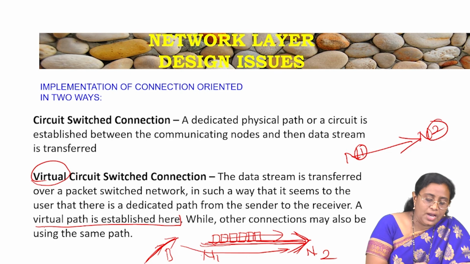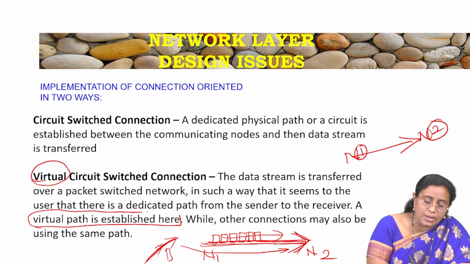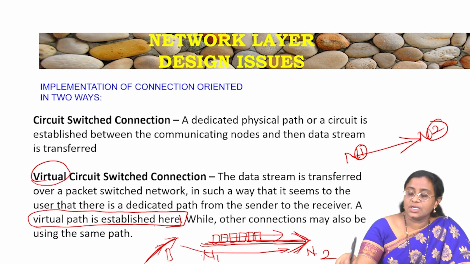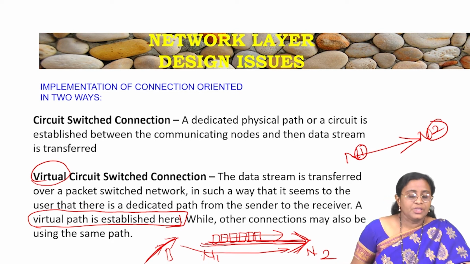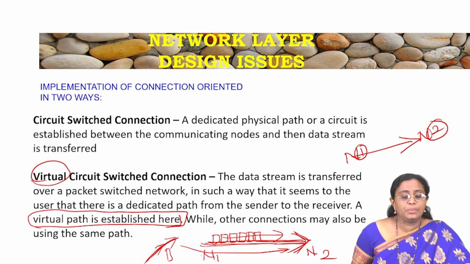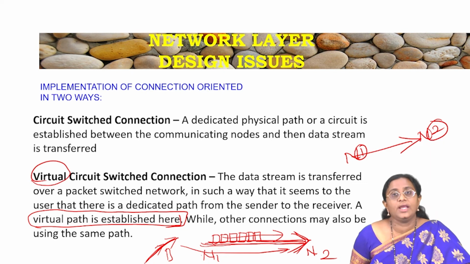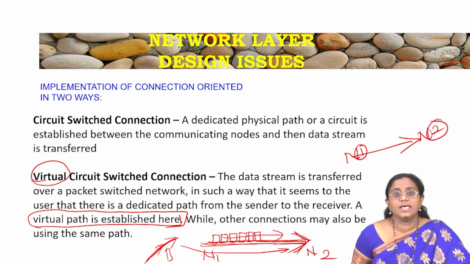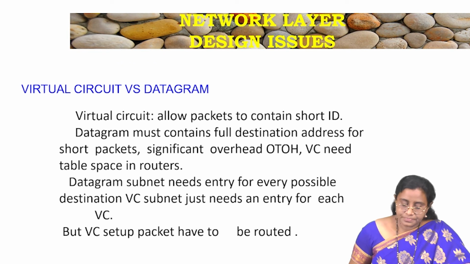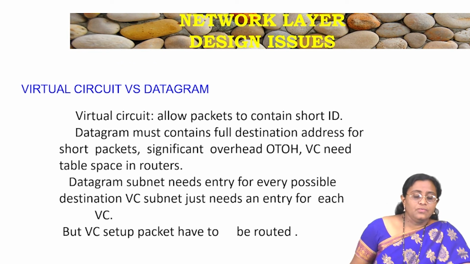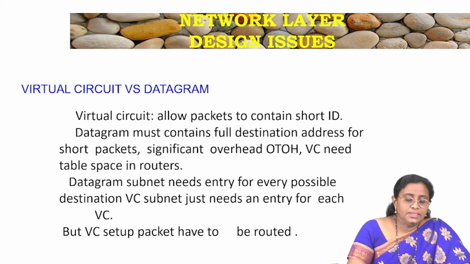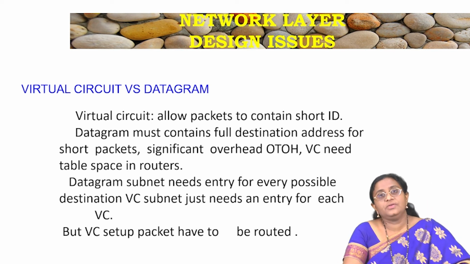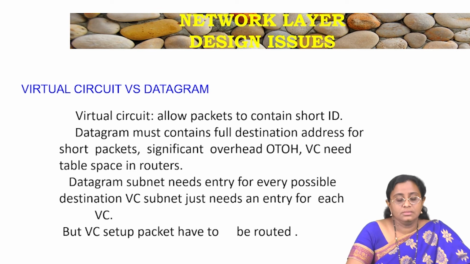Here we need to identify that the virtual path connection is established. We need to identify that type of connection, while the virtual circuit switched connection has two types of implementation of connection oriented service under the network layer designing issues. So coming to that one, virtual circuit with datagrams. This is the main difference between the virtual circuit and the datagram.